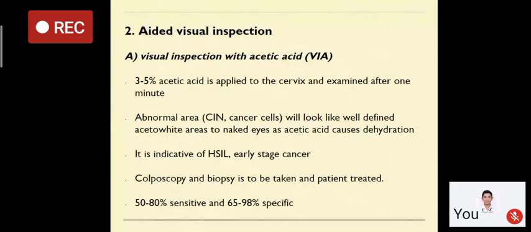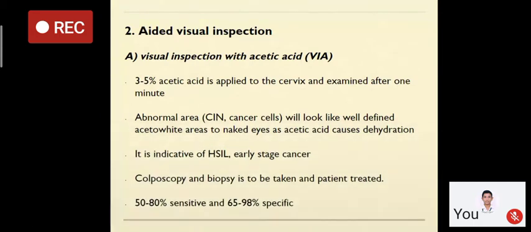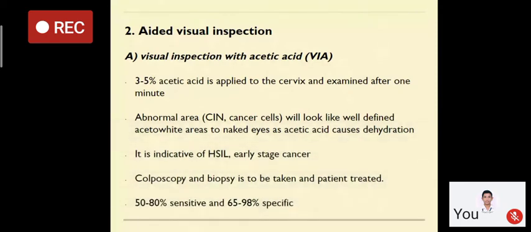So at that time only we can do a colposcopy. Colposcopy means we visualize the cervix in a higher magnification. You must have seen colposcope. It is there in our OPD. It is just a magnifying glass, 8-time magnification. We take a directed biopsy. Whatever abnormal area is seen, the more acetowhite area which retains acetowhite, we biopsy that, and the patient can be treated at that setting only. It is 50 to 80% sensitive and 65 to 98% specific. That is VIA. So abnormal area will look white in acetic acid.